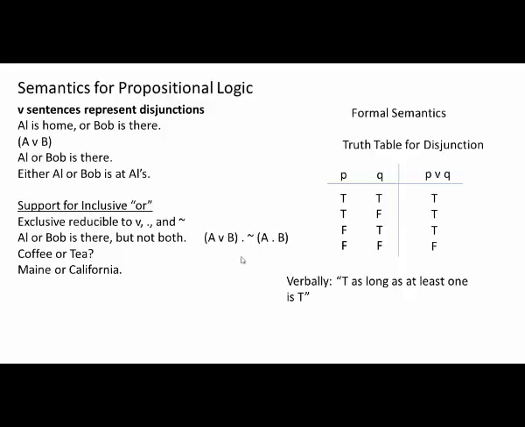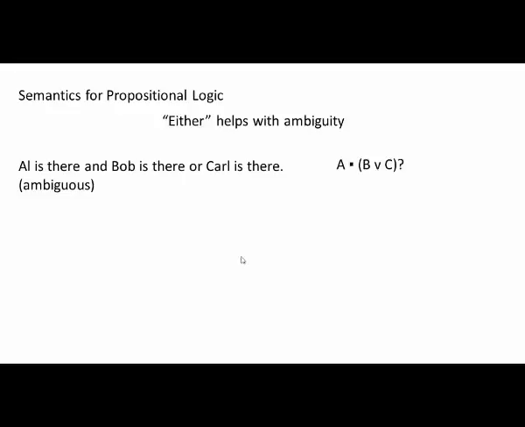the main purpose of the word either is to help with ambiguity. It ends up being a grouping word. Let me explain what I mean. If you have a sentence like Al is there and Bob is there or Carl is there, just think about that sentence for a second. It's unclear what that sentence means. Does it mean that Al is there, and then possibly Bob is there or Carl is there, but Al's there for sure? Or does it mean one of two possibilities is the case? Both Al and Bob are there, or the other possibility is Carl's there.